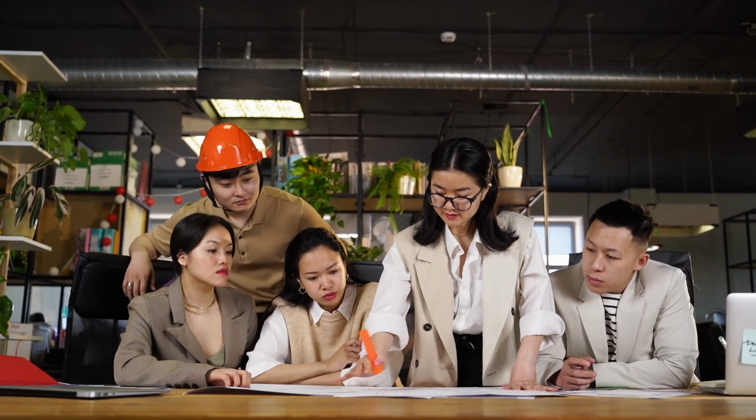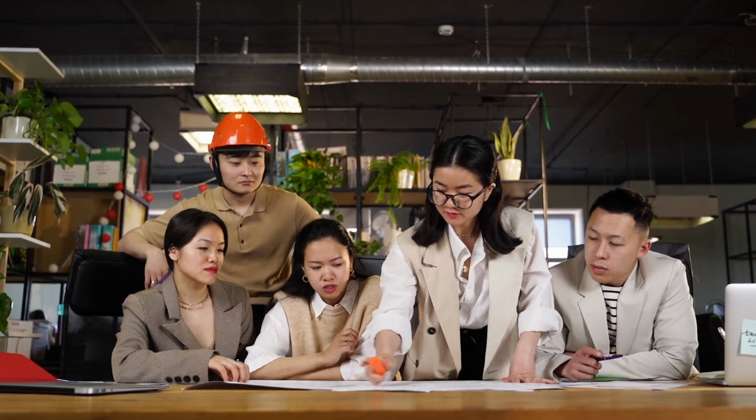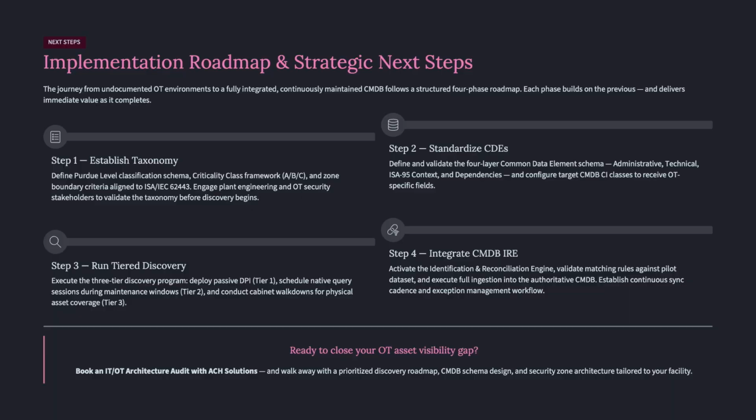Transitioning to a fully maintained OT CMDB follows a clear four-step roadmap. Establish your Purdue taxonomy, standardize the four CDE layers, execute tiered discovery, and activate your CMDB reconciliation engine.